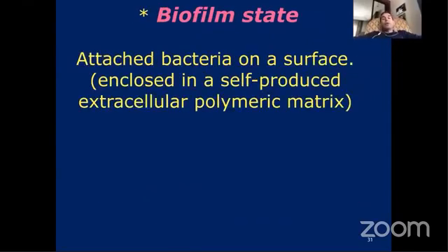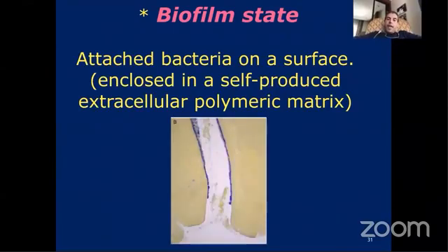Our main concern is with the second type, which we call biofilm. Biofilm bacteria are bacteria which attach to the surface of the canal. They are enclosed in a self-produced extracellular polymeric matrix. As you can see here, the blue color, this is from Ricucci. He has a nice slide. This is biofilm bacteria attached to the wall of the canal.